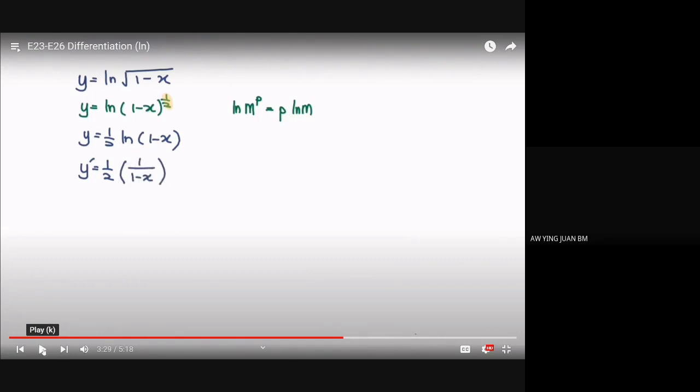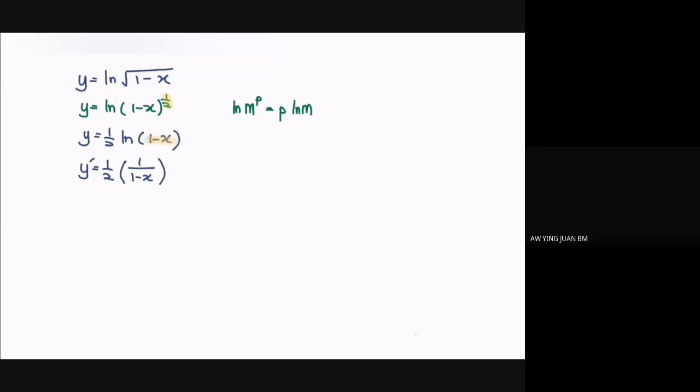Do remember, yang ini beri perhatian. Kalau boleh highlight. Jangan lupa internal function. Jangan lupa internal function to differentiate the internal function, and we will have negative 1. Rewrite the situation, dy dx is equals to negative 1 over 2 bracket 1 minus x.